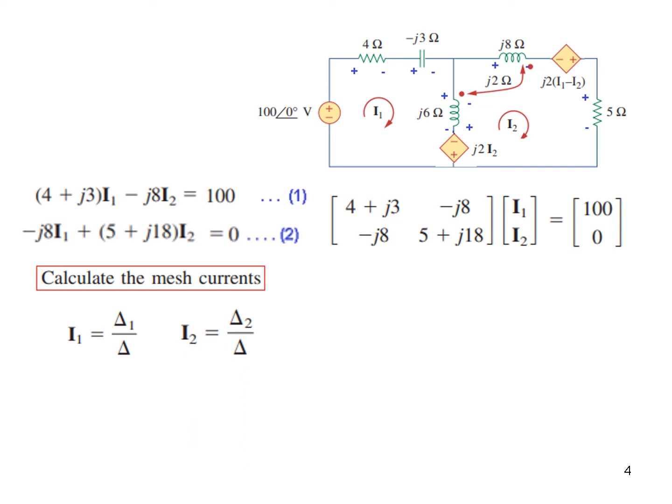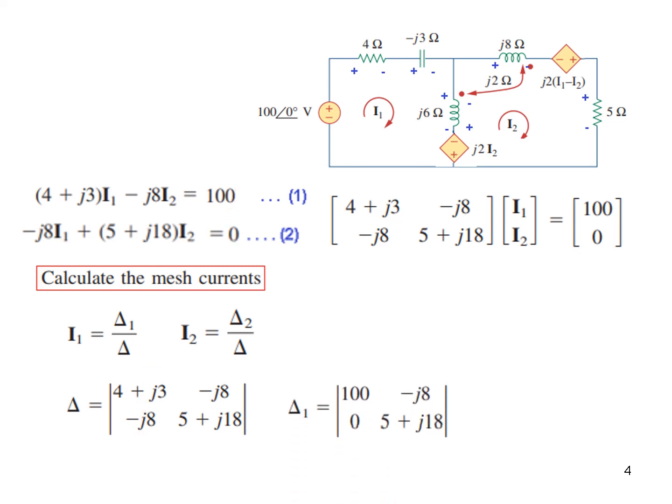And now what is delta? Delta 1, delta 2. Let's see. This is delta, the determinant of this matrix. So we have just copied this here, delta. Now delta 1 is when you replace the first column with the output voltage. So delta 1 will be this one. And similarly delta 2 is when you replace the second column with the voltage. So these are the three deltas.